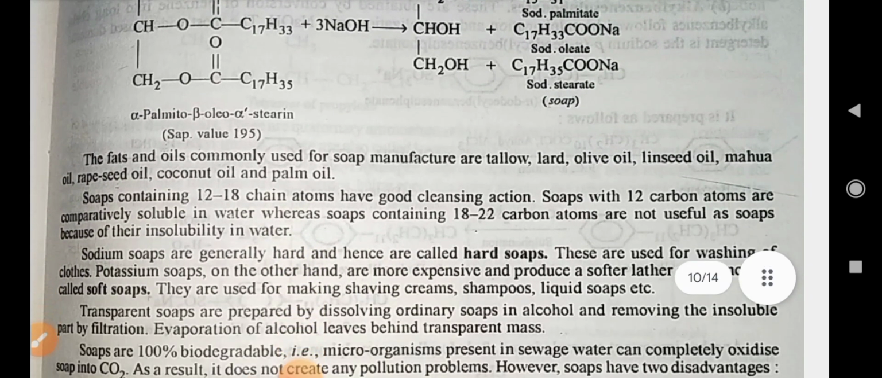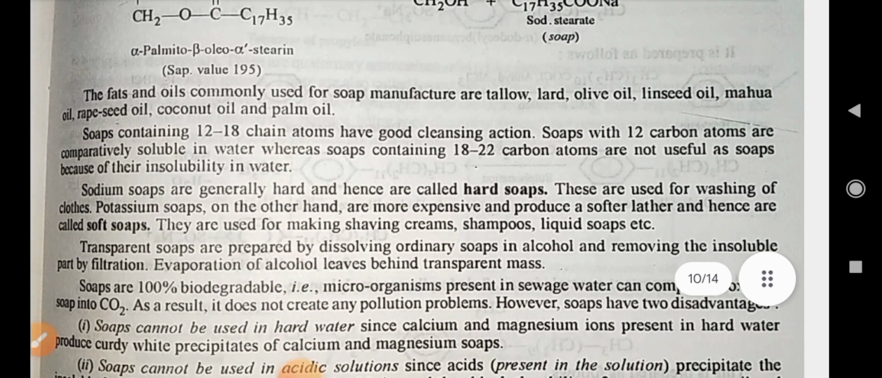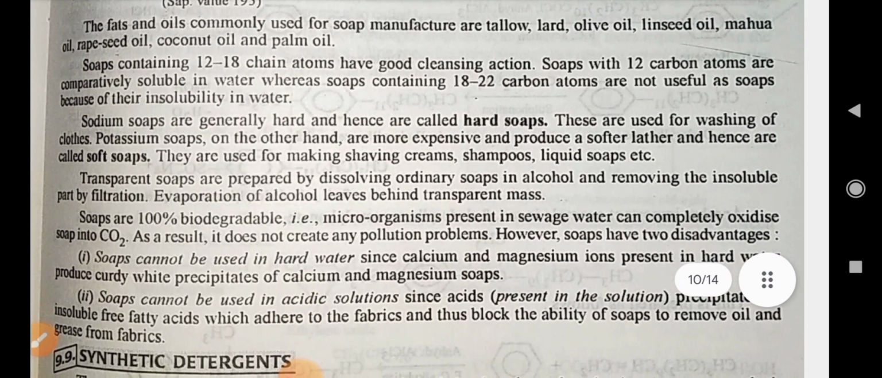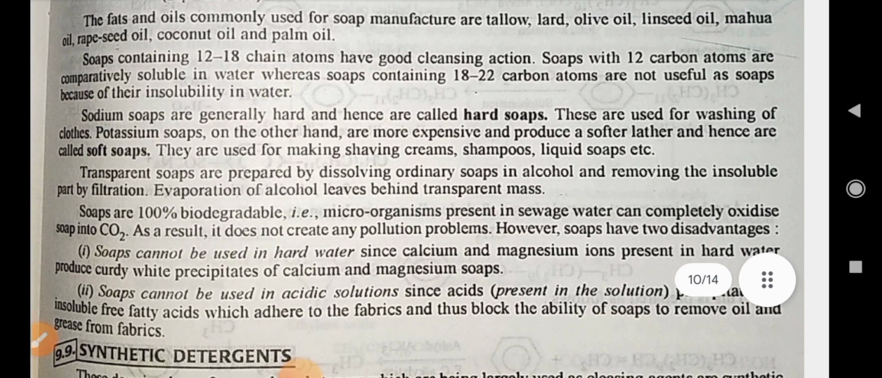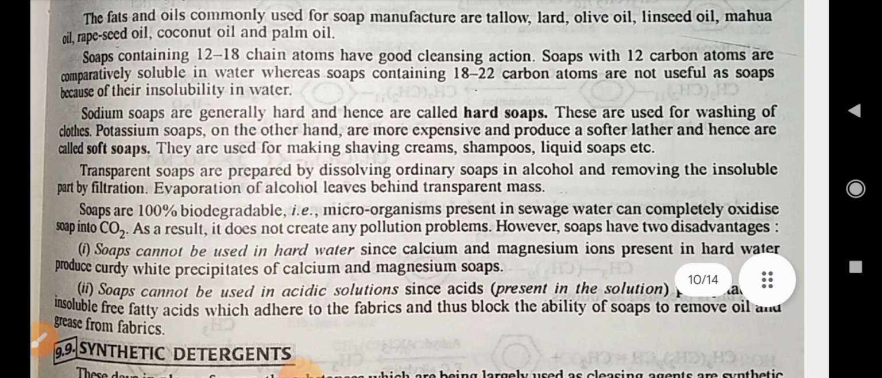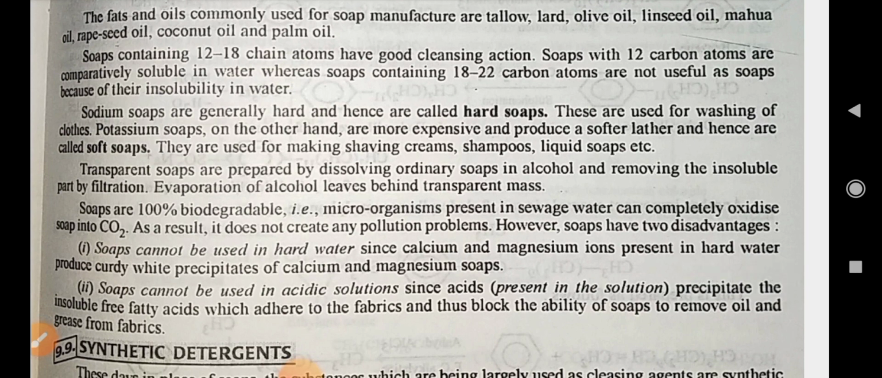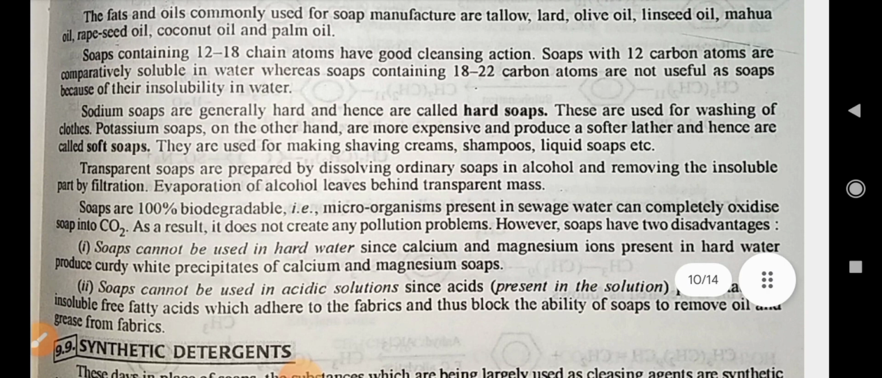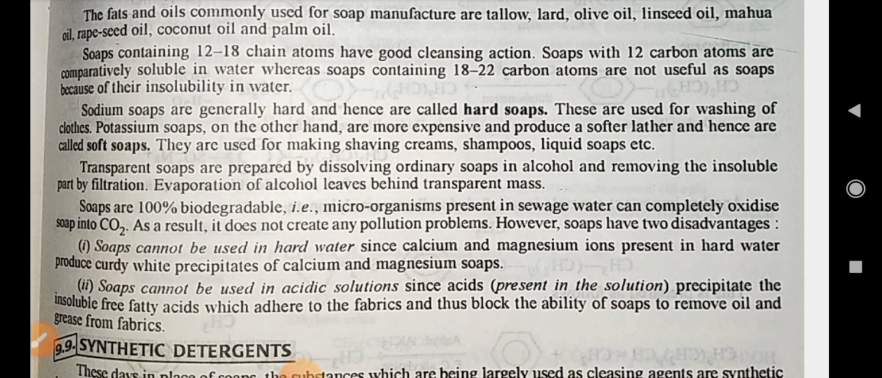For example, palmitic acid. The fats and oils commonly used for soap manufacture are tallow, lard, olive oil, linseed oil, mahua oil, rapeseed oil, coconut oil, and palm oil. Soaps containing 12 to 18 carbon atoms have good cleansing action.